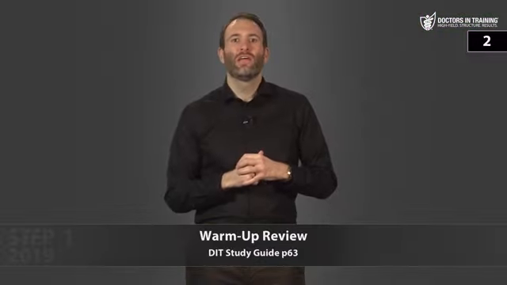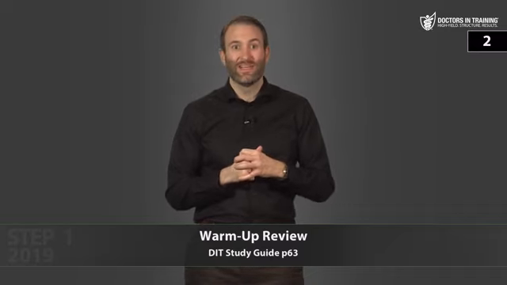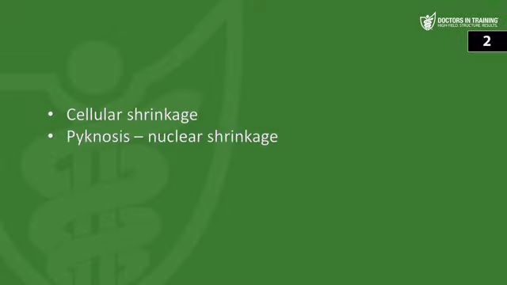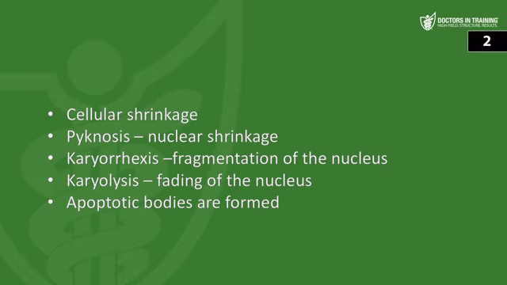Next, what are the characteristic features of a cell undergoing apoptosis? So you get lots of things. You get cellular shrinkage, you get nuclear shrinkage, which is called pycnosis. You have karyorrhexis, which is fragmentation of the nucleus. You have karyolysis, which is fading of the nucleus. You have apoptotic bodies that are going to be formed, and then you're going to have membrane blebbing.